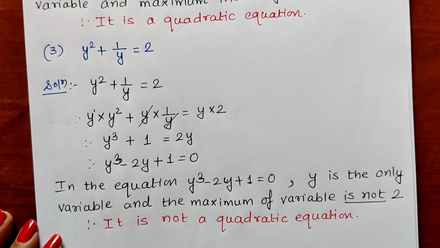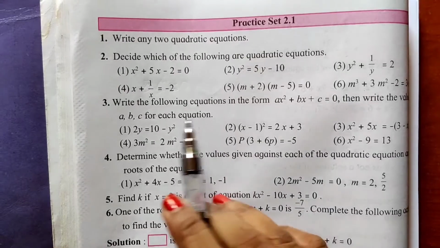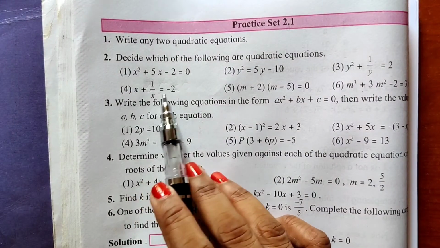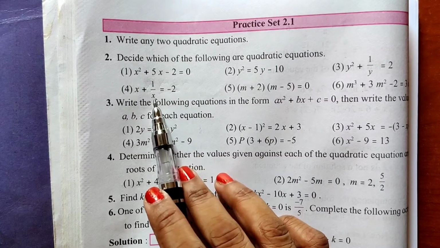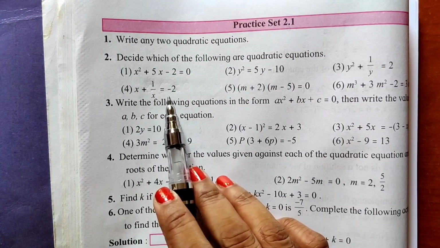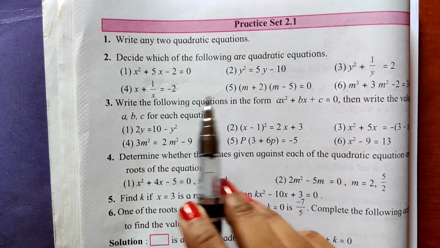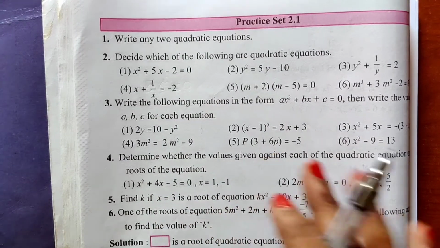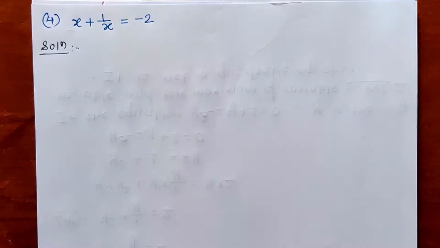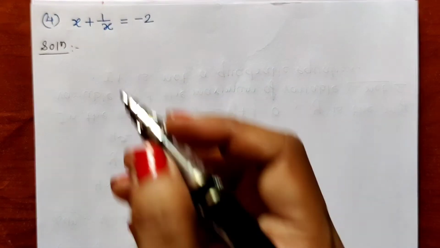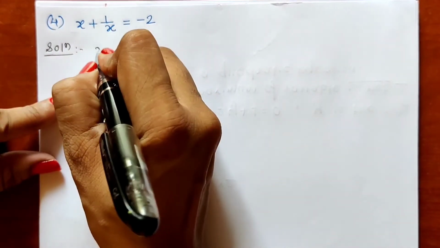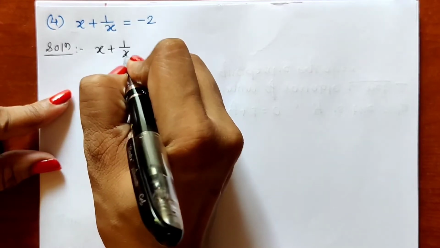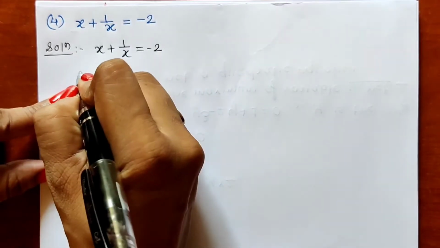Now let us go on to the next sum. Fourth sum is x plus 1 upon x is equal to minus 2. Again in the second term, x is there in the denominator. So let us multiply by denominator x and then check whether it is a quadratic equation or not. So first write the given equation as it is in the solution. X plus 1 upon x is equal to minus 2. Multiply by x.